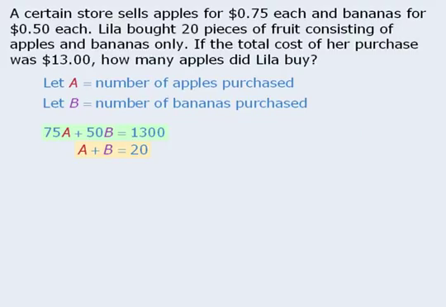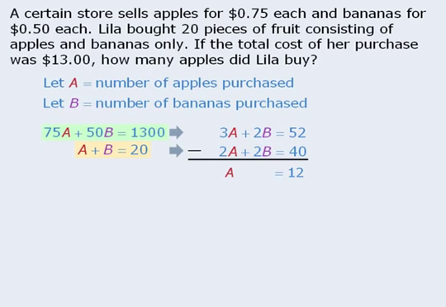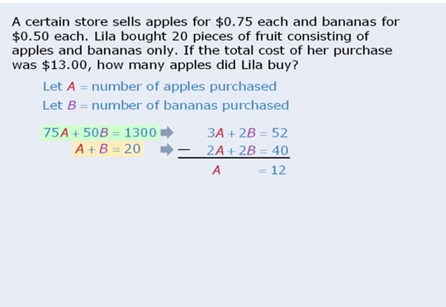At this point, we have a system of two equations. To solve this system, we can take the first equation and simplify it by dividing both sides by 25. Then we'll take the second equation and multiply both sides of it by 2. At this point, if we subtract the bottom equation from the top equation, we get A equals 12, which means Leela bought a total of 12 apples.